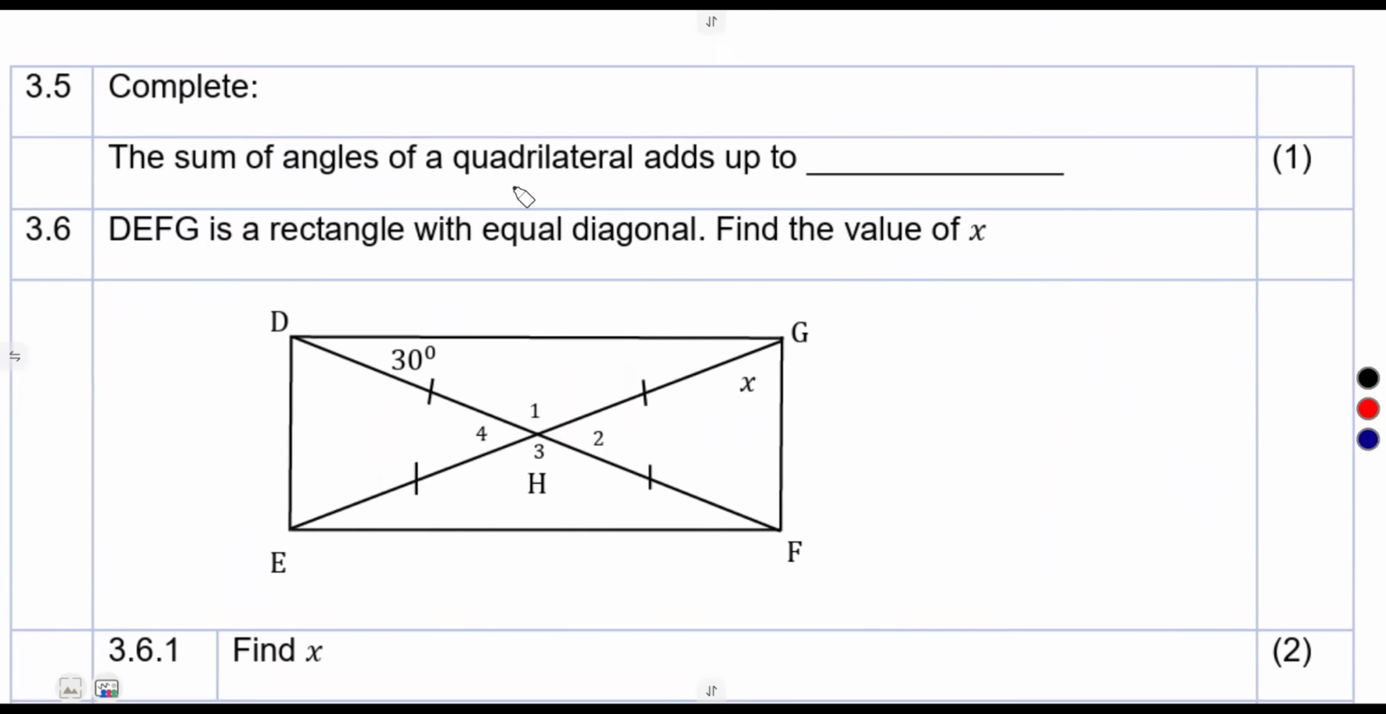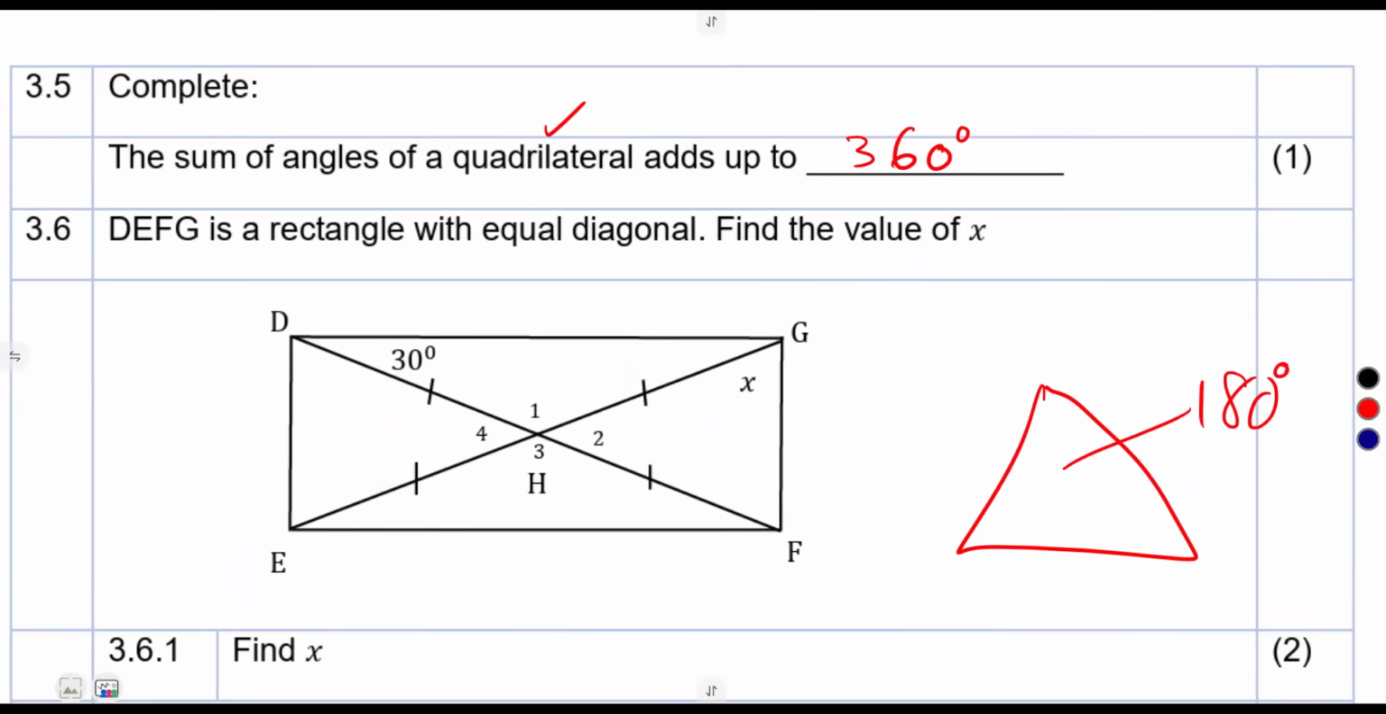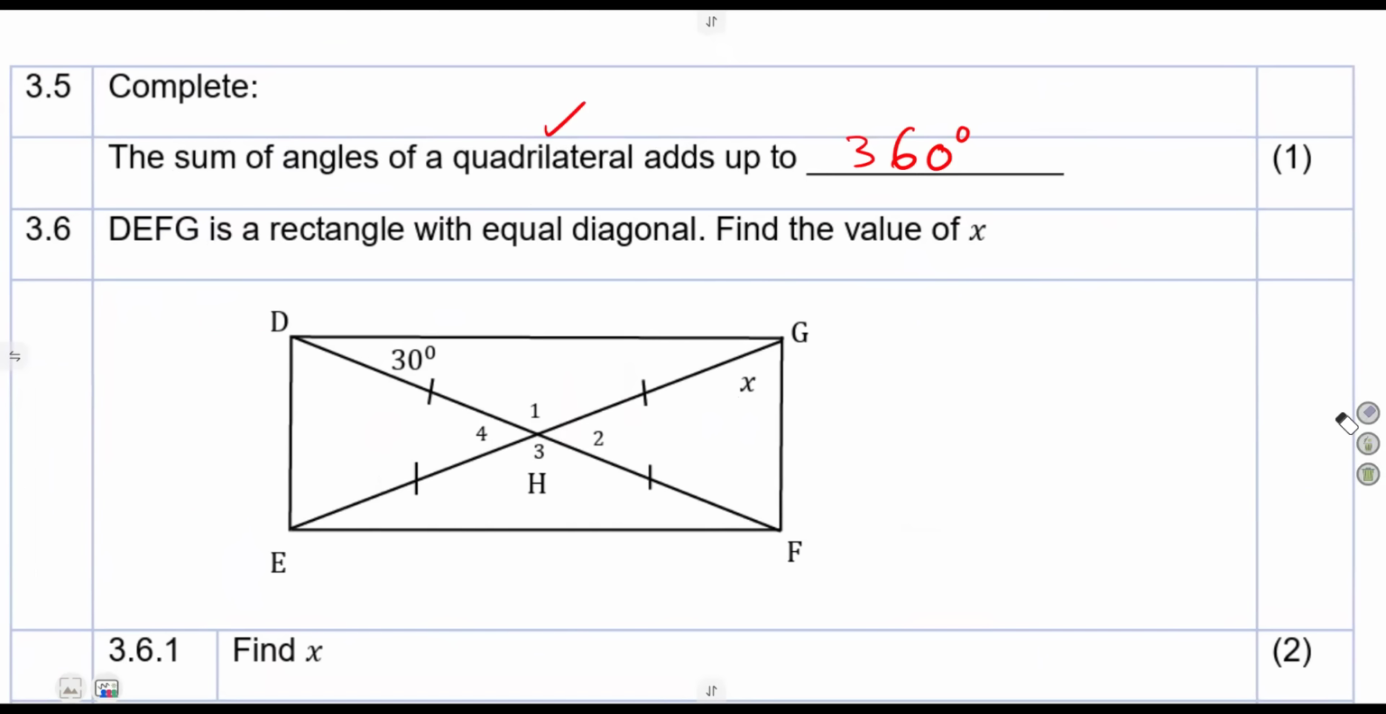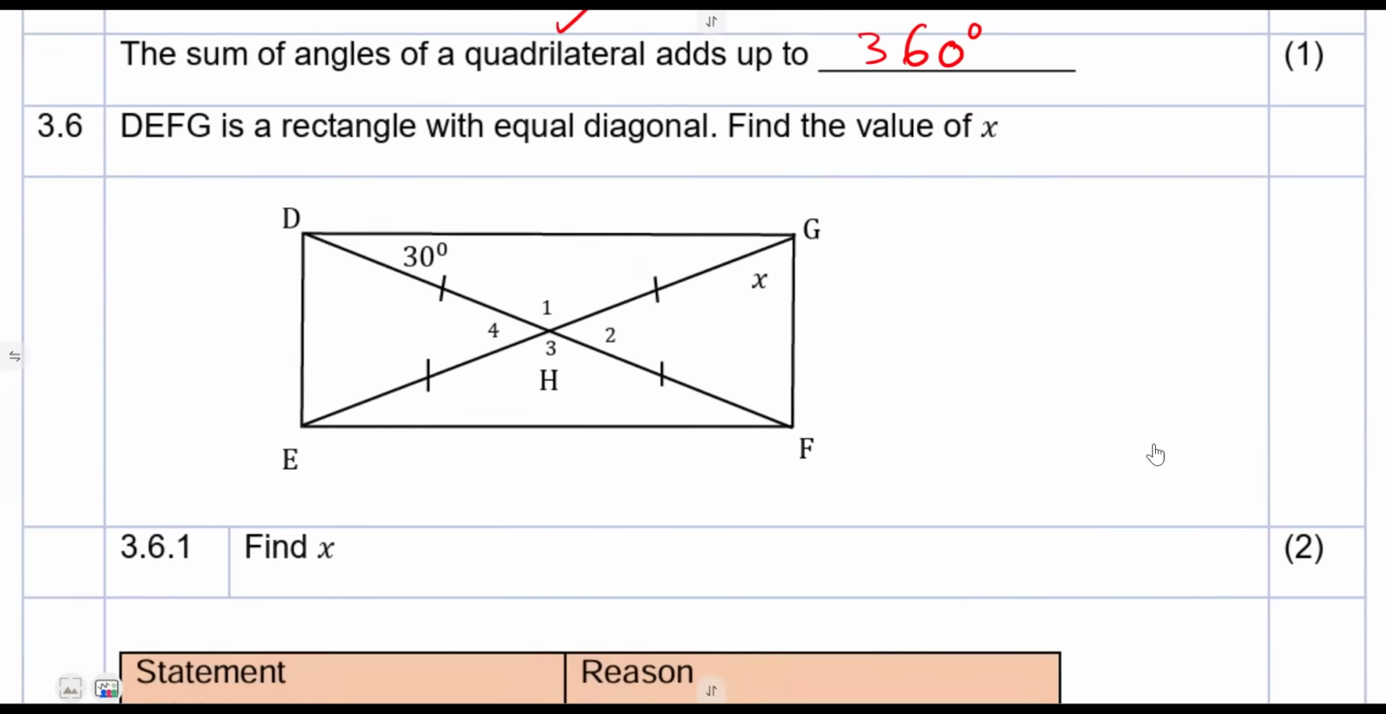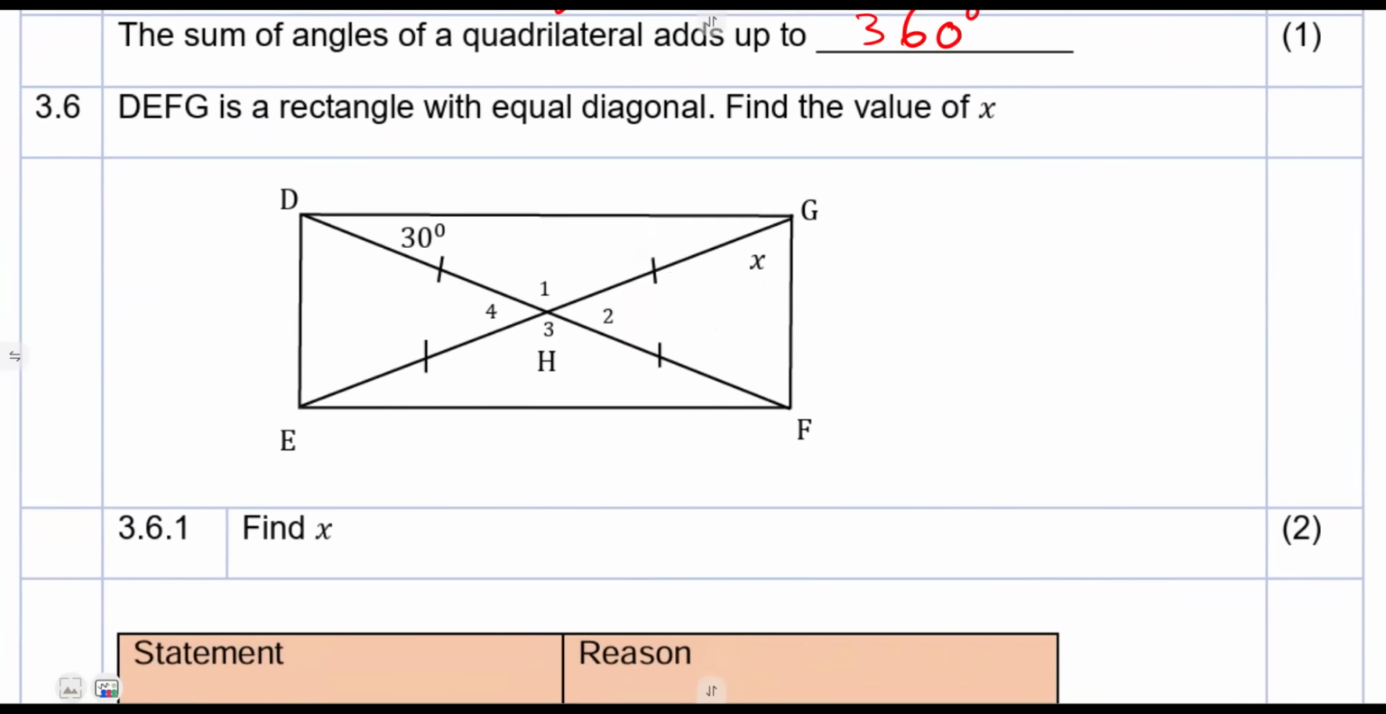3.5. The sum of angles of a quadrilateral adds up to what? Any quadrilateral, it's 360 degrees. A triangle is what? 180 degrees. So you must know the difference between these two. Find the value of x from the rectangle that we are given, with equal diagonals. Actually, the diagonals are the same. So what will be the value of x?